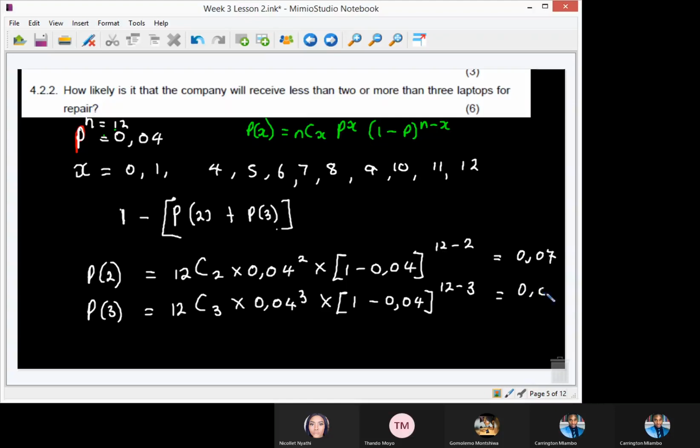Zero, 0.01 if we round. I'm just rounding to 2 decimal places. Therefore, we substitute 1 minus 0.07 plus 0.01, which is 0.92. Easy like that.